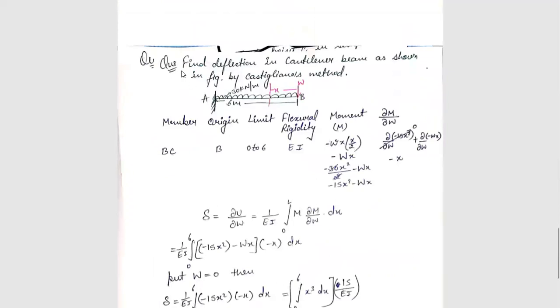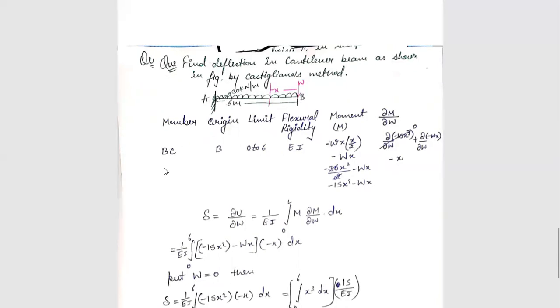The next question is: find the deflection in the cantilever beam as shown in the figure by Castigliano's method. Here we can see a cantilever beam which has a UDL of 30 kilonewton per meter over a 6 meter span. Here we have to calculate the deflection at point B, but there is no point load at point B. So we apply a fictitious load W at point B.